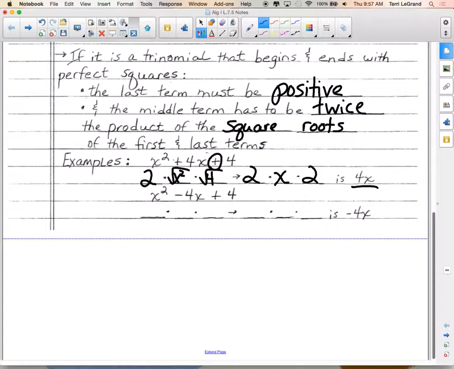How about x squared minus 4x plus 4? Does it pass the test? Does it begin with a perfect square? Yes. Does it end with a perfect square? Yes. Does it have a positive c value? Yes. Then we'll just run it through the test again. 2 times the square root of x squared times the square root of 4.